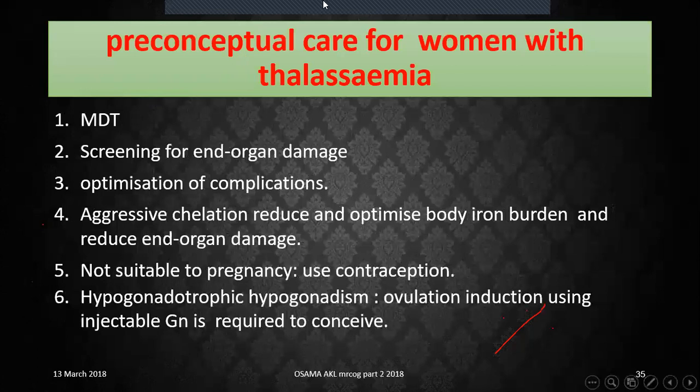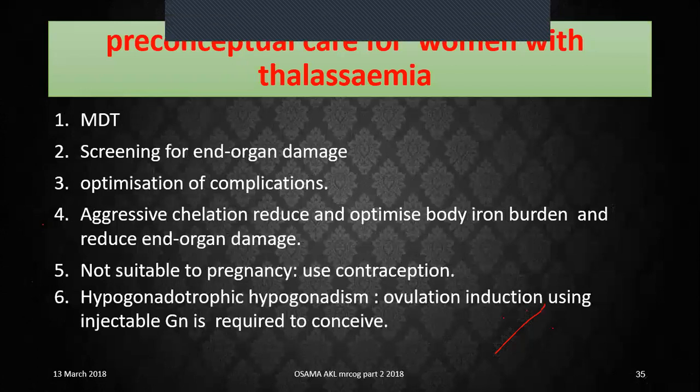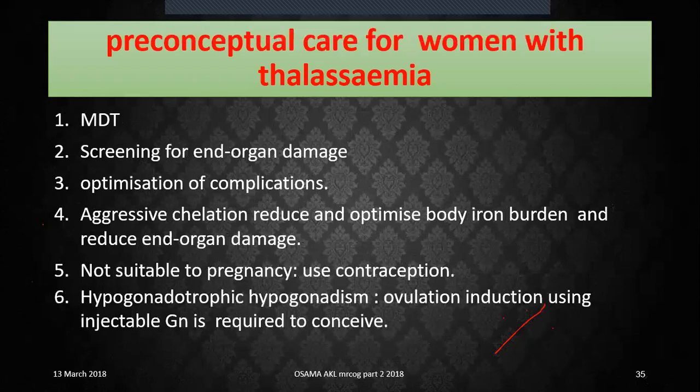And we have to search for end organ damage, especially heart, liver, thyroid, pancreas. If there are complications, we have to manage them, like diabetes or cardiomyopathy. Iron chelation is needed, and we can do intensive iron chelation before pregnancy. Sometimes you will tell the woman, we are sorry, you have severe iron intoxication and diabetes and your cardiac function is not doing well. Please, we want to delay this pregnancy until we control these risk factors.